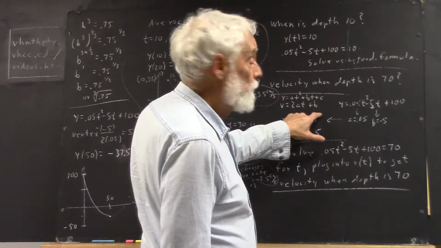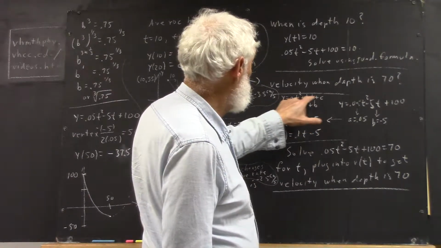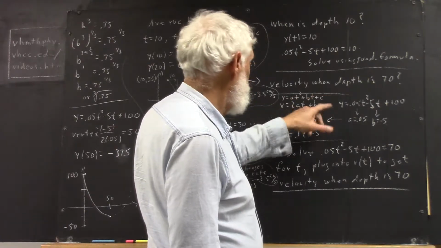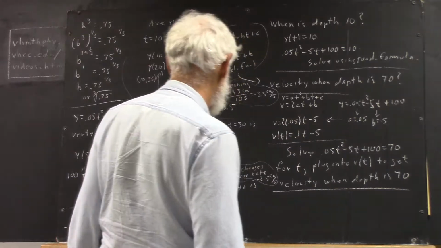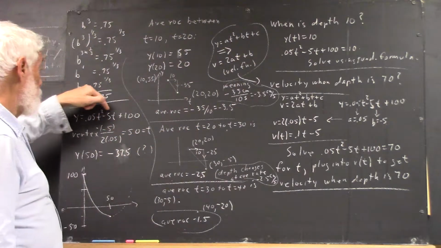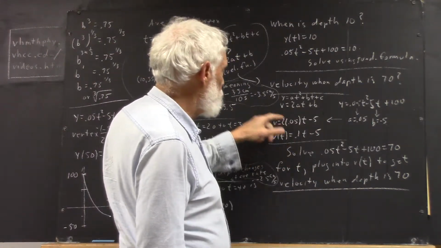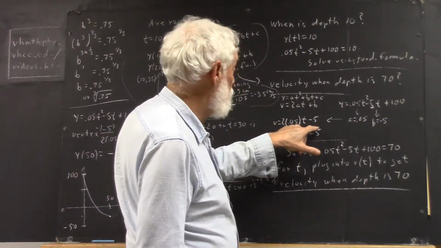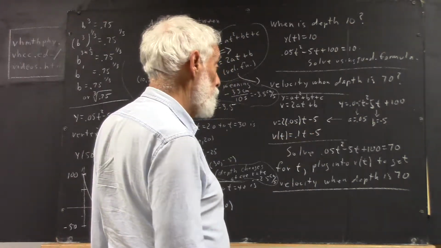The velocity can be calculated by this function. We identify A, B, and C. We don't need C, but we plug in the value of A and the value of B, and we get our velocity function. Well, we know that for this given function, A is 0.05, B is negative 5. So 2At plus B becomes 2 times 0.05t minus 5. 0.1t minus 5, there's our velocity function.